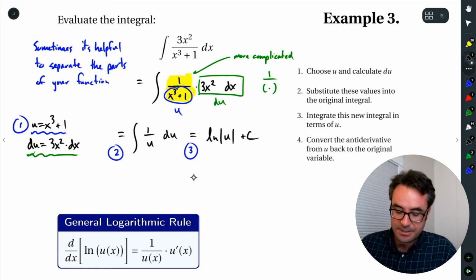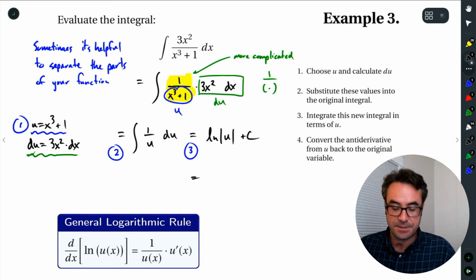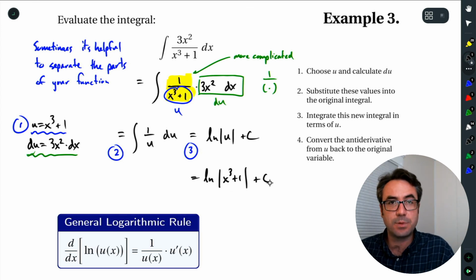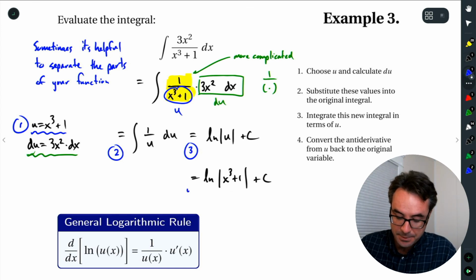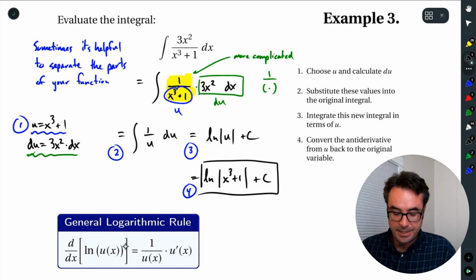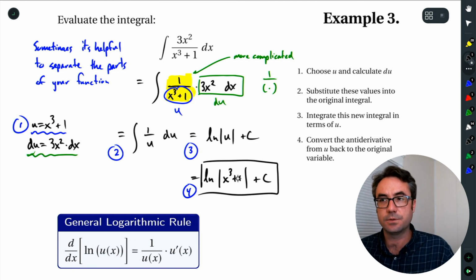And then the very last step, we want to go back to x. So just fill in what you had. It'll be x cubed plus 1. So natural log absolute value x cubed plus 1 plus c. And that's the 4th step, and we have our answer. So there's our antiderivative. And if you wanted to, you could differentiate using the general log rule to check your work.